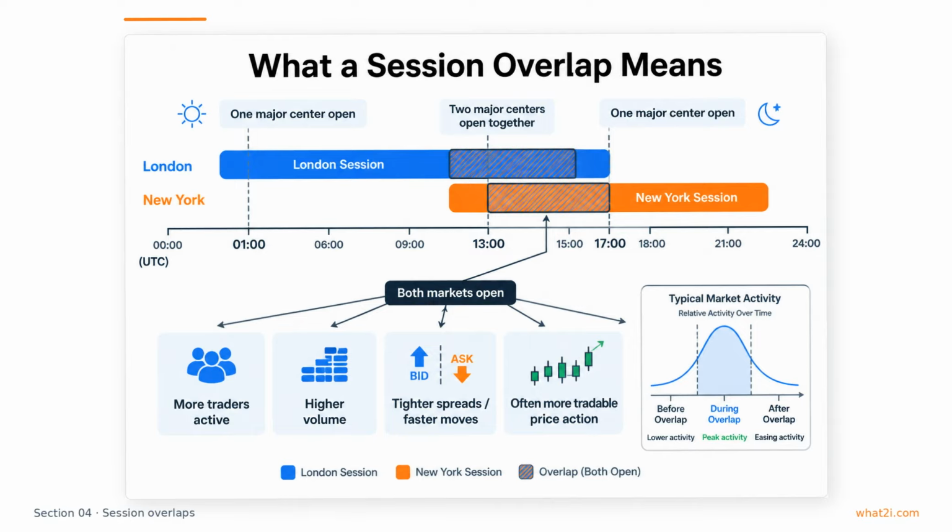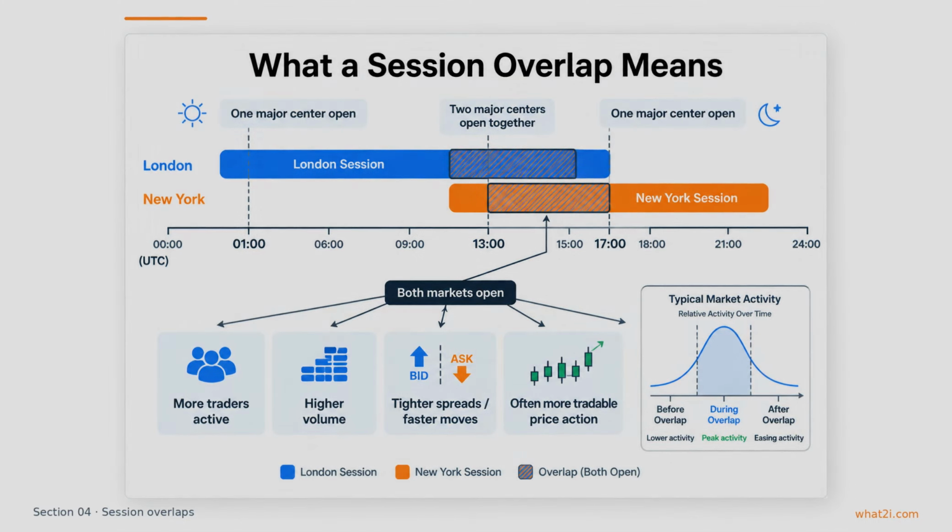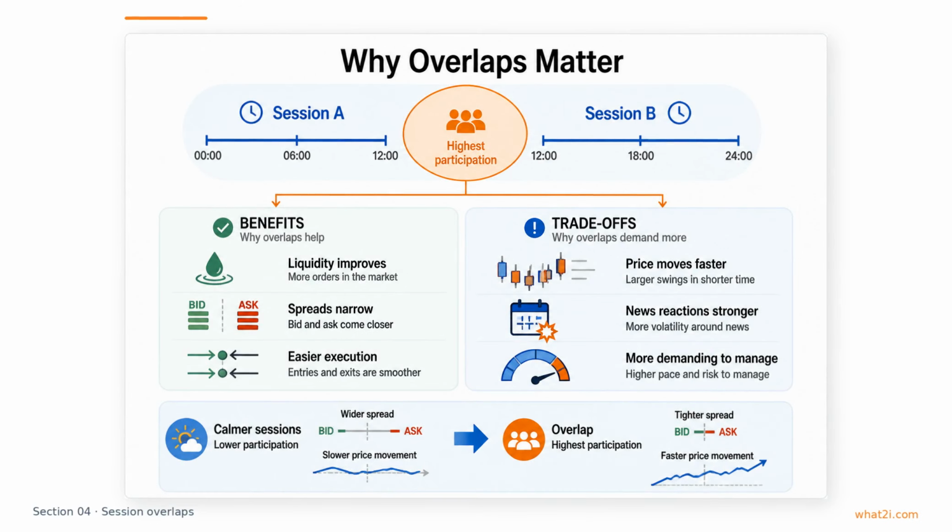Of course, more activity also means more speed. So an overlap is not just busier, it is often a different trading environment altogether. Overlaps matter because rising participation tends to improve some market conditions while making others more demanding. On the positive side, liquidity usually improves and spreads often narrow, which can help with execution. Price movement also tends to become more responsive, so breakouts and directional moves may follow through more clearly. But that same increase in activity means moves can happen faster, and reactions to news can become much stronger.